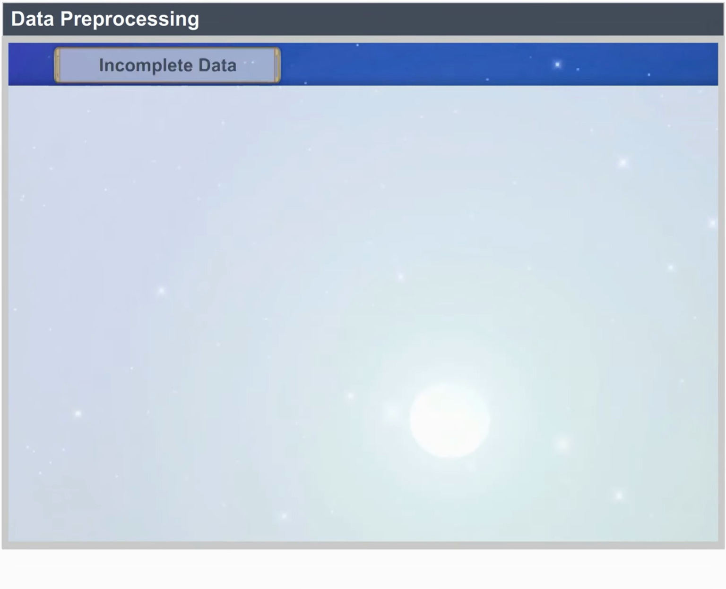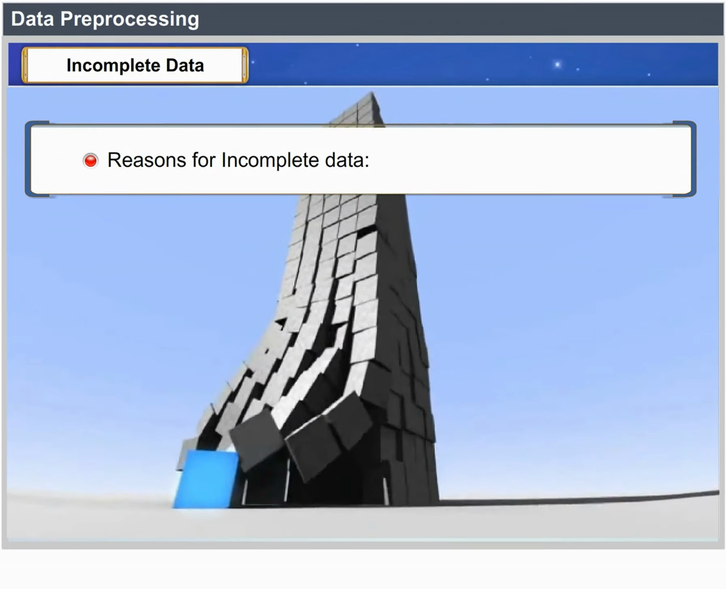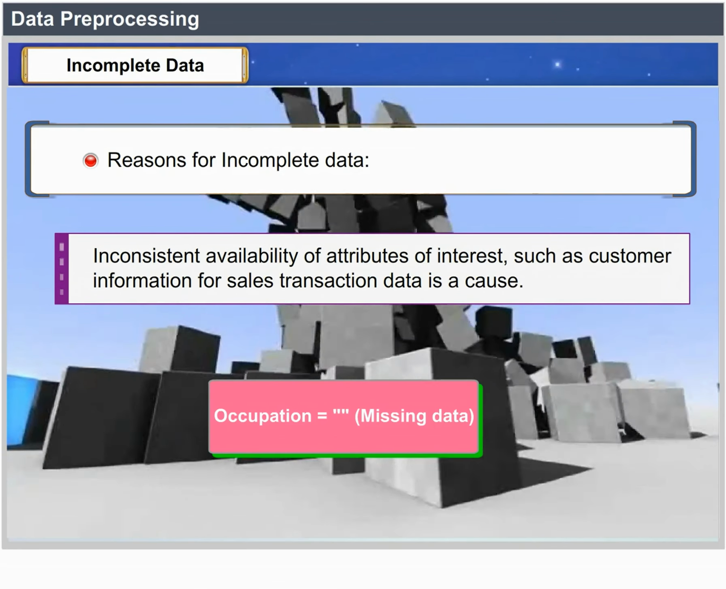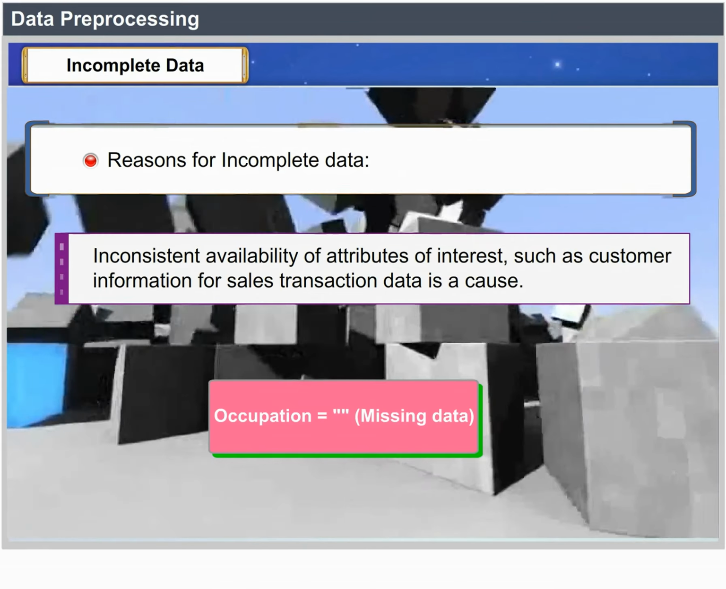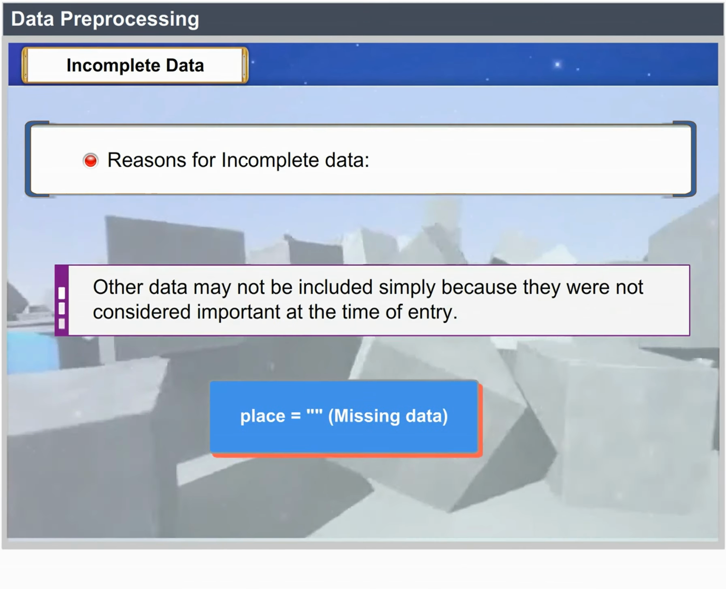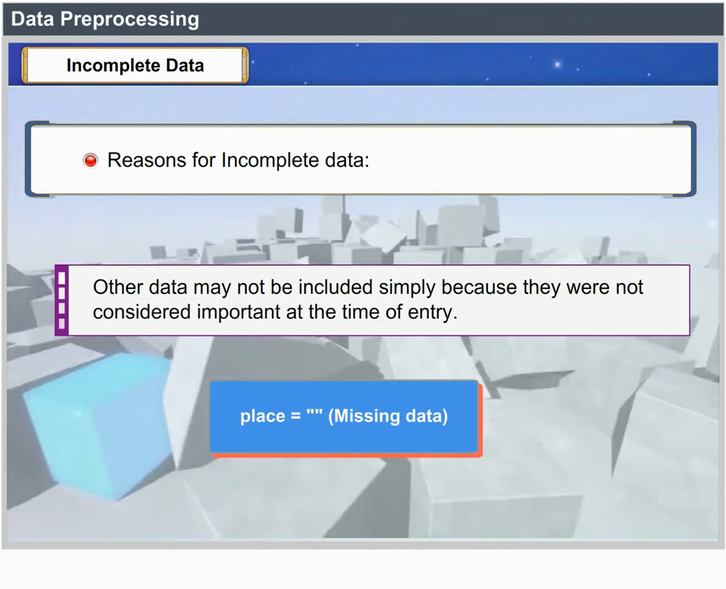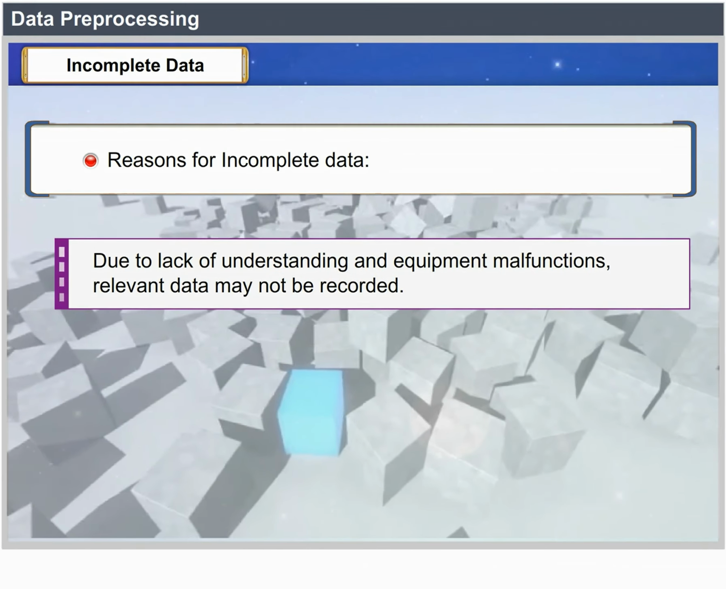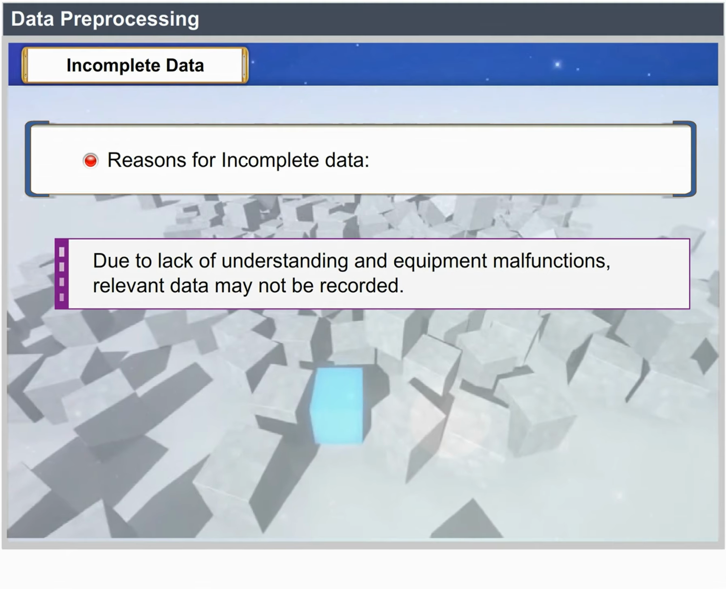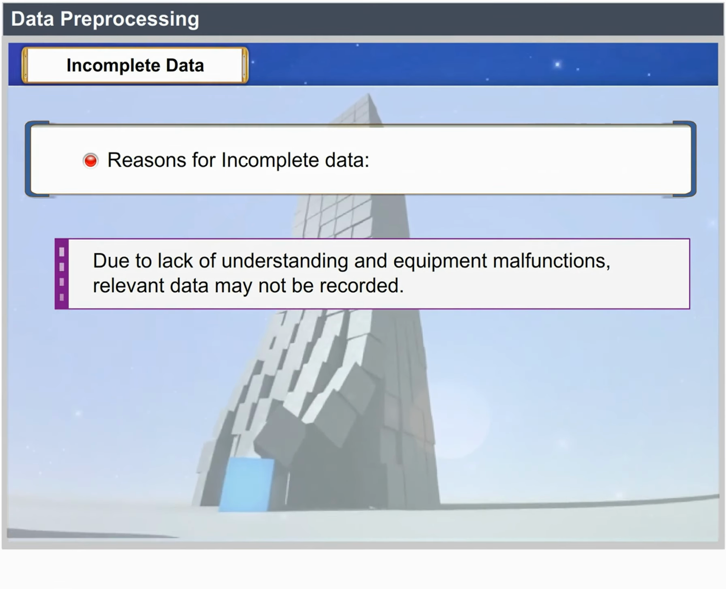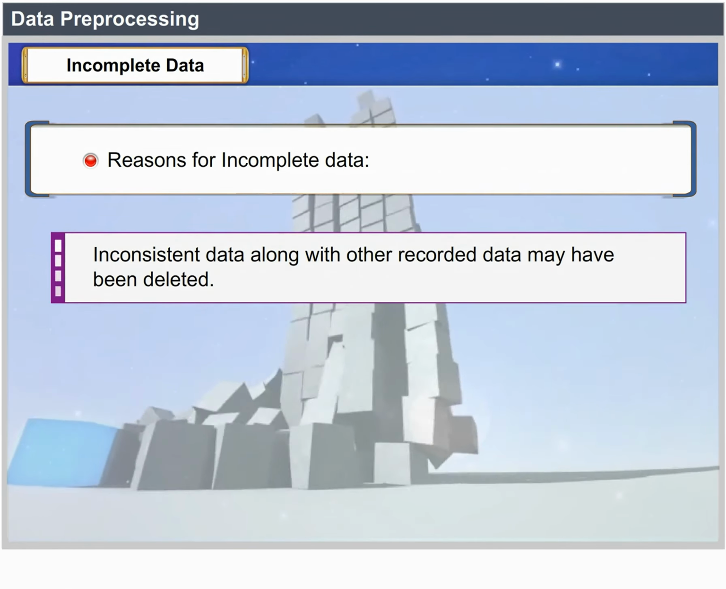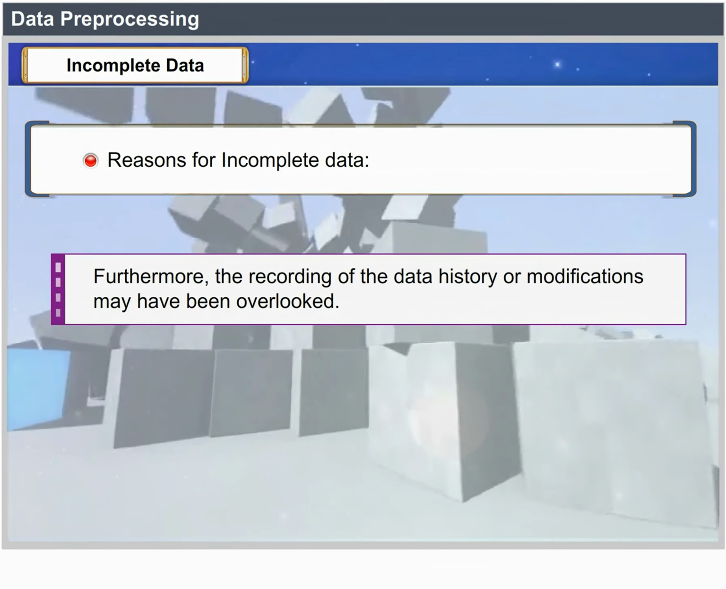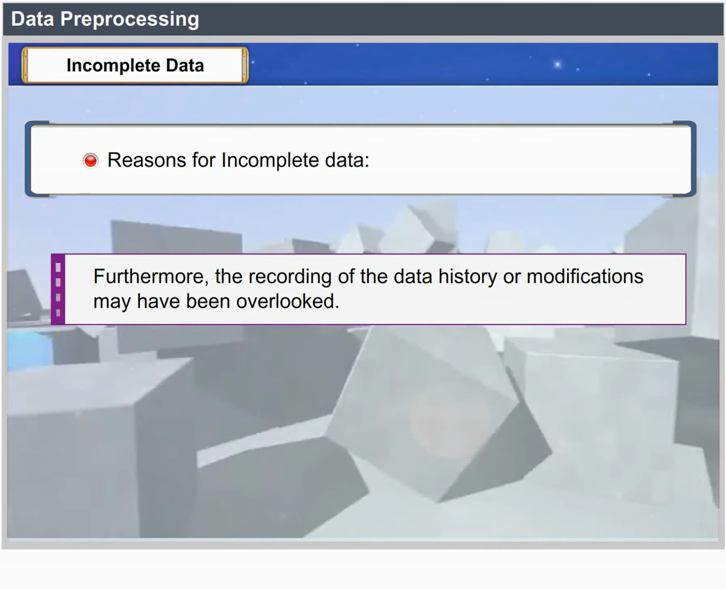Incomplete data. Reasons for incomplete data: attributes of interest may not always be available, such as customer information for sales transaction data. Other data may not be included simply because they were not considered important at the time of entry. Relevant data may not be recorded due to a misunderstanding or because of equipment malfunctions. Data that were inconsistent with other recorded data may have been deleted. Furthermore, the recording of the data history or modifications may have been overlooked.